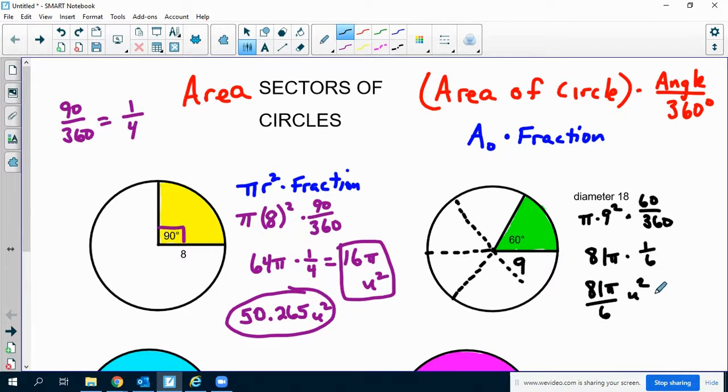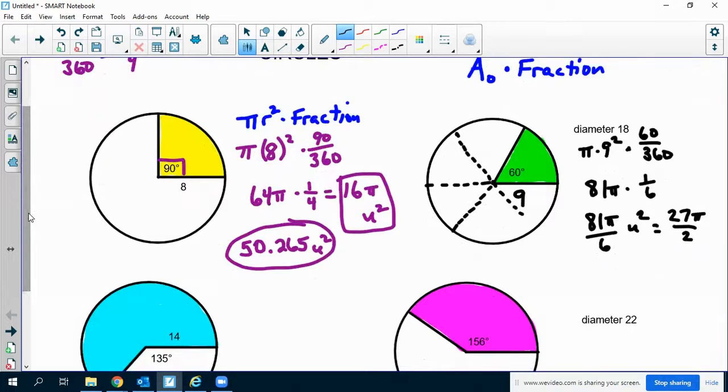Notice that both of those are divisible by 3. So I have 27 pi over 2 units squared, or 13.5 pi units squared. And if I wanted to get a decimal approximation for that, it would be 42.412 units squared if I typed it in the calculator.